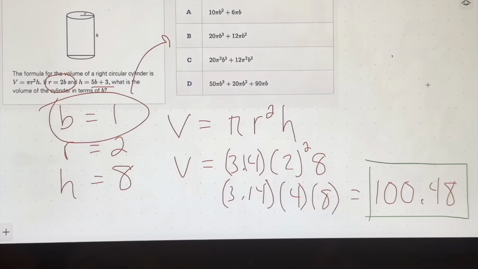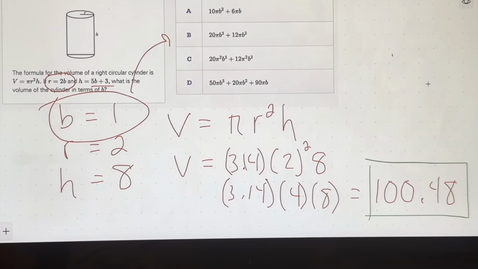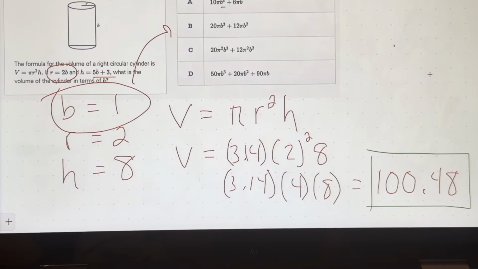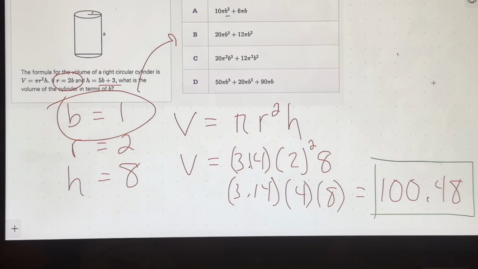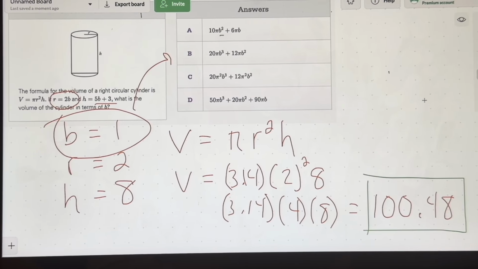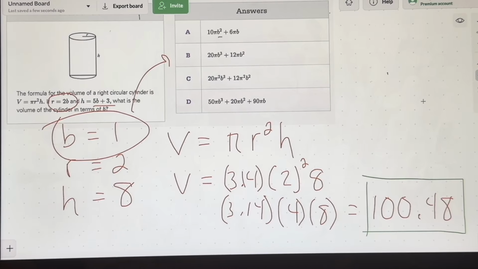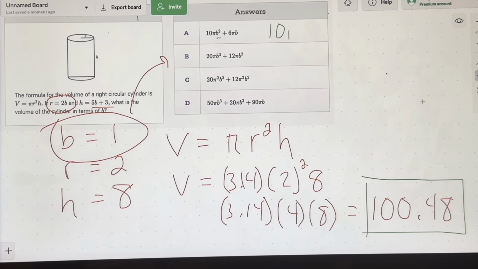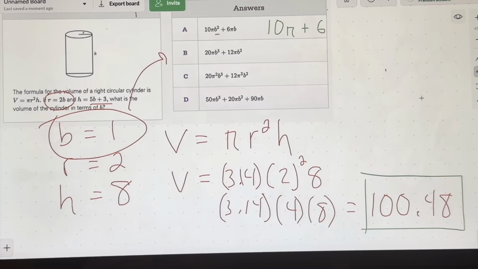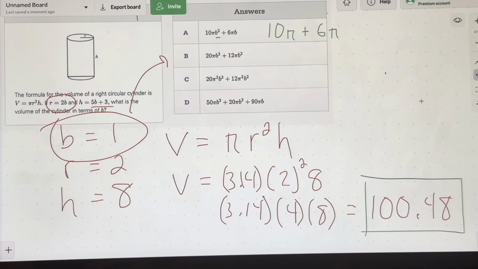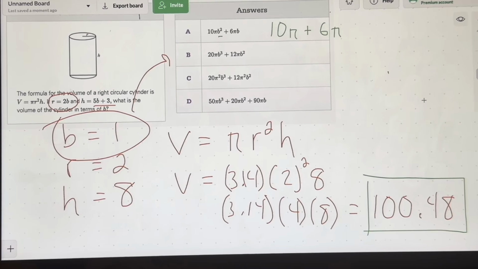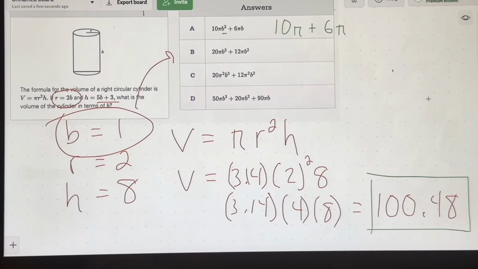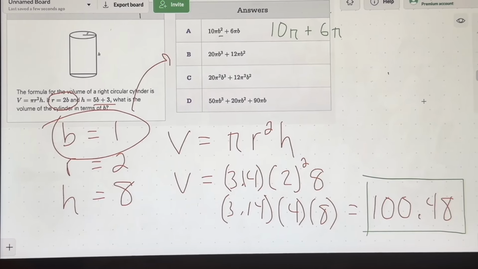Let's do it. We're going to plug in a 1 for B into answer choice A. Now here's the nice thing about making B 1. If B is 1, then anything with a B just kind of disappears, because anything times 1 is itself. And even B squared is just 1. Right? Does that make sense? So that's just 10 times pi plus 6 times pi. Remember, pi is 3.14. So 10 times pi, because B is 1.